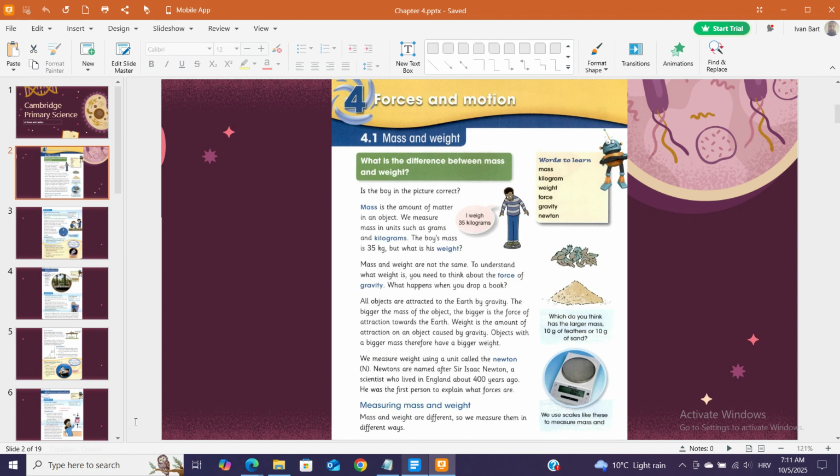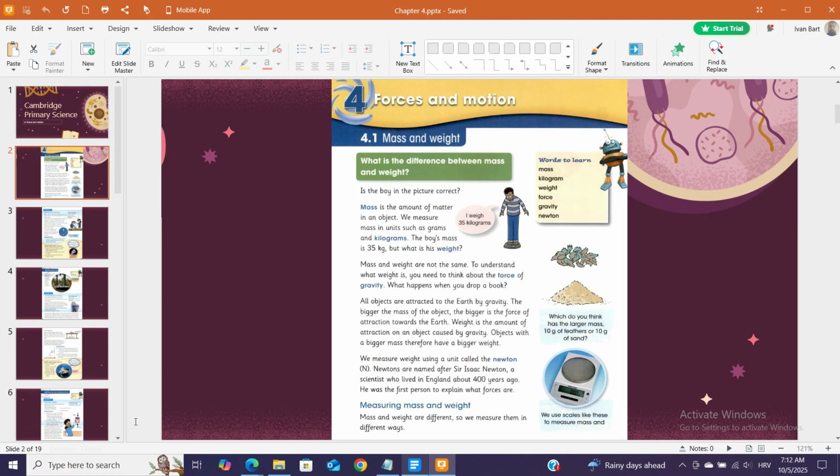To understand what weight is, you need to think about the force of gravity. What happens when you drop a book? All objects are attracted to the earth by gravity. The bigger the mass of the object, the bigger is the force of attraction towards the earth. Weight is the amount of attraction on an object caused by gravity. Objects with a bigger mass therefore have a bigger weight.